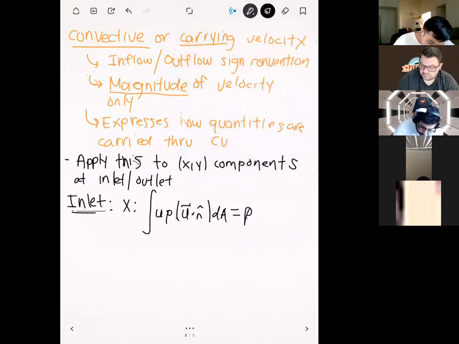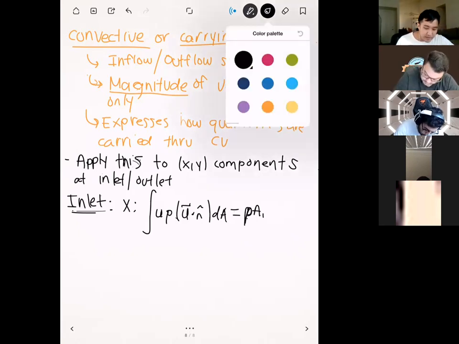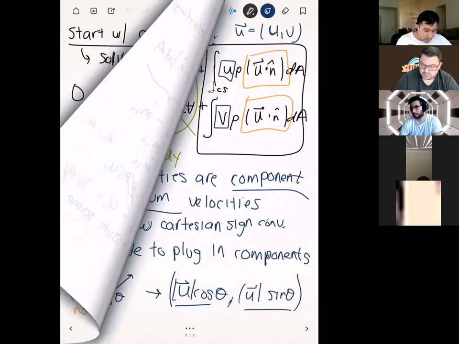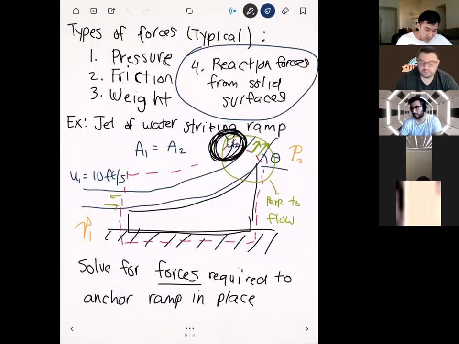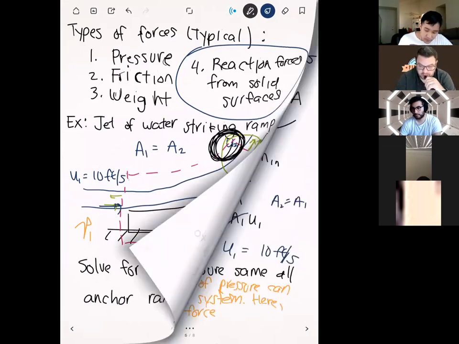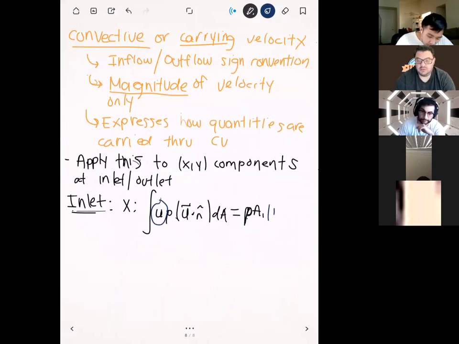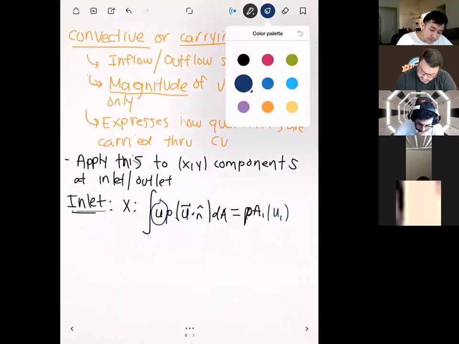Because we have the density that's going to come out, and then we have the area that's going to come out. Now let's start with the component velocity, right? So our component velocity at the inlet, we have a fluid velocity that's going to the right here, and has a magnitude of U1. And since it's going to the right, the momentum velocity that we're going to plug in is a positive U1.